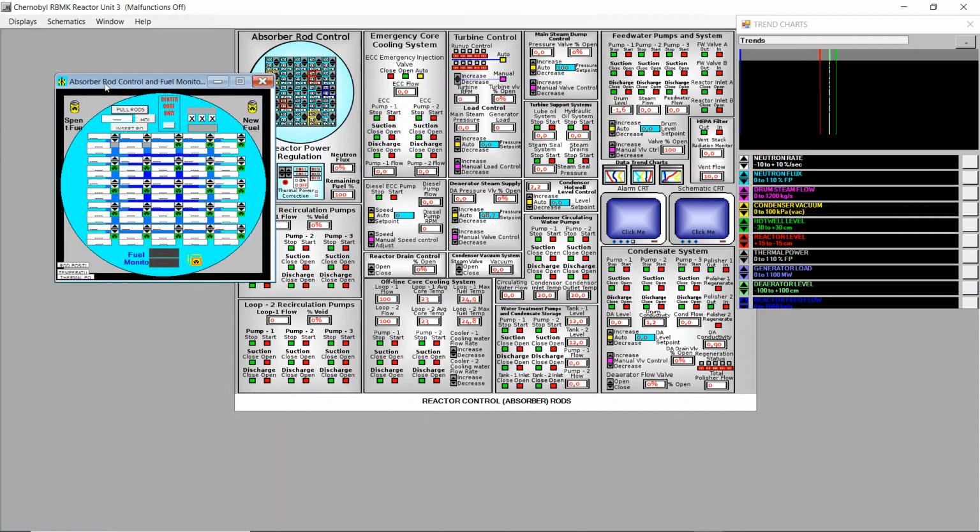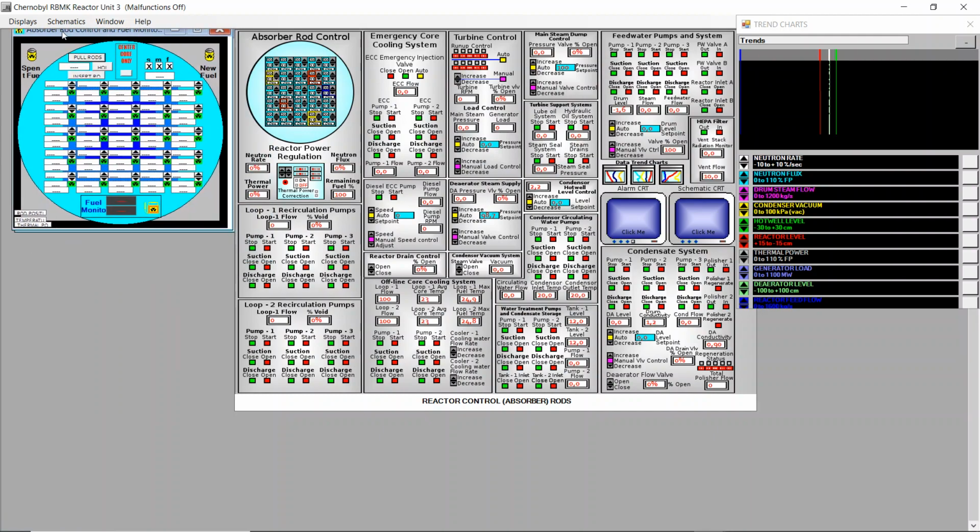I will open the reactor absorber rod control, and I will not use the central core only, which is just a safety procedure. I will switch to fast and pull rods in all the grid. So we see the neutron rate immediately increasing here.